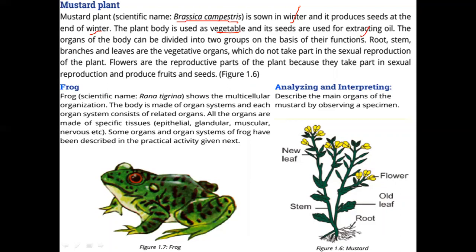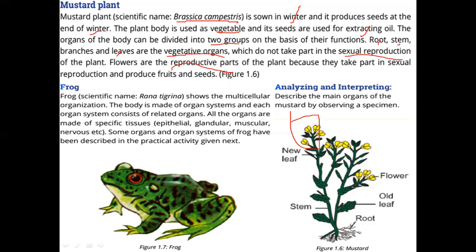And it has lots of other purposes. The organs of the mustard plant body can be divided into two groups on the basis of their functions. Root, stem, branches, and leaves are vegetative organs. So the plant body is divided into two parts: one is vegetative and the other is reproductive. Vegetative means which gives us vegetables, and we use them for cooking and some other purposes. But some parts are called reproductive parts because they take part in sexual reproduction, and they are called flowers. Do you remember the previous class, 7th? In that you studied sexual and asexual reproduction.